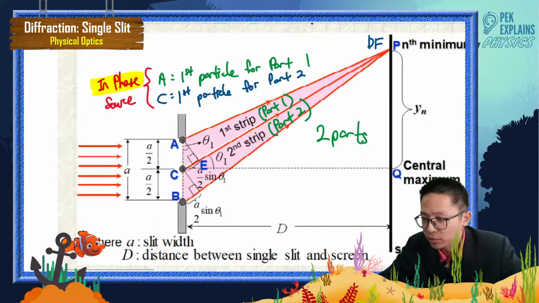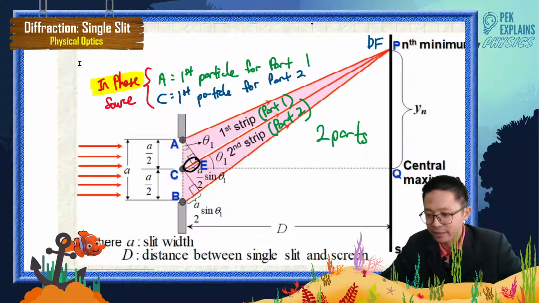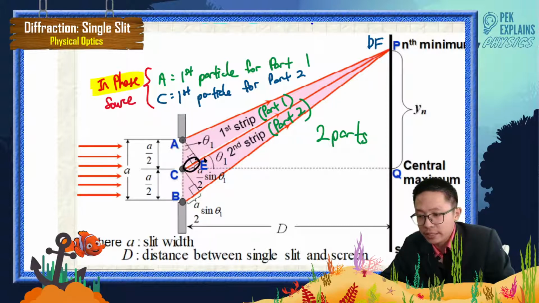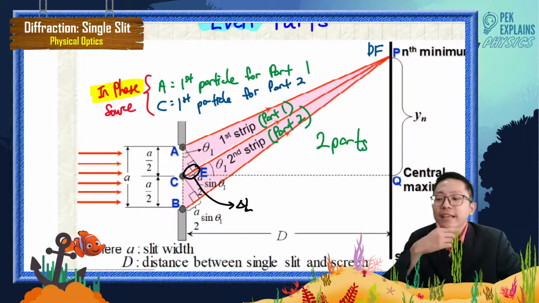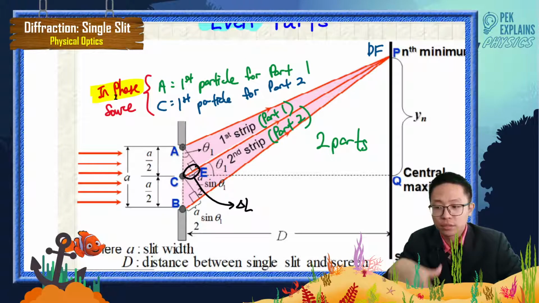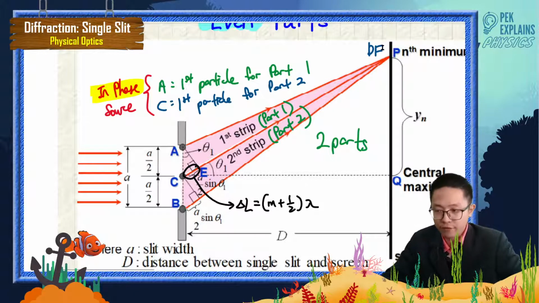I just want to draw it out. This is the extra distance traveled by wave C, the part I draw out. This is the delta L. So I want to produce a dark fringe here. For in-phase source, to produce a dark fringe, delta L needs to be m plus half lambda, isn't it?